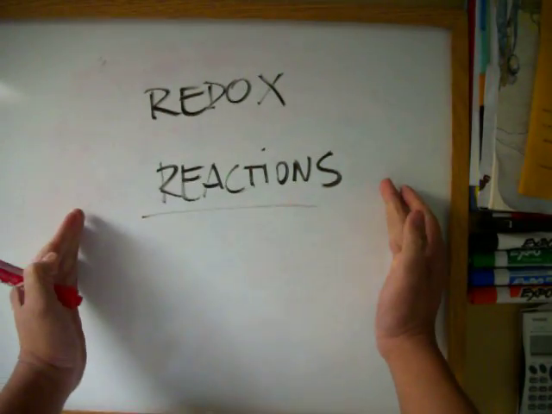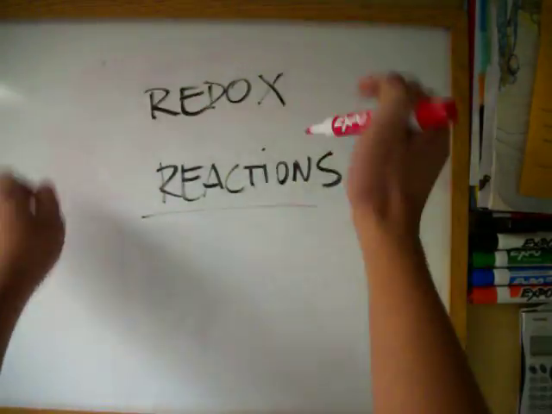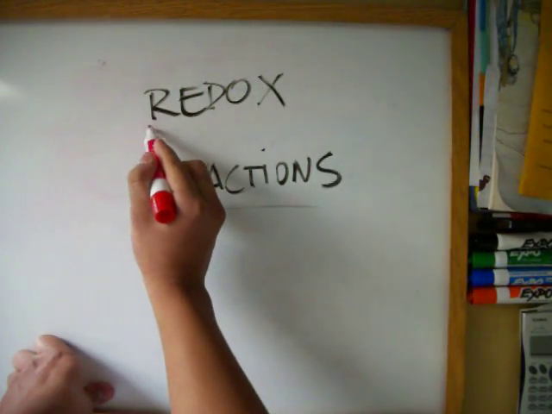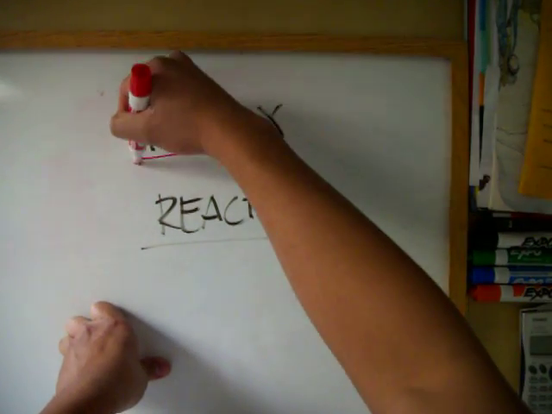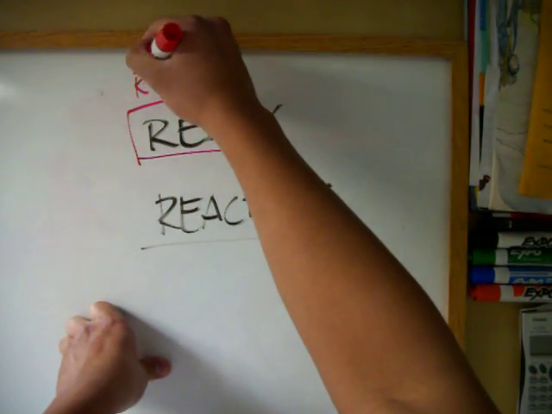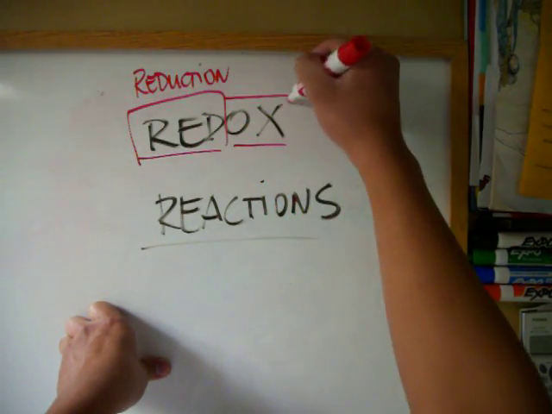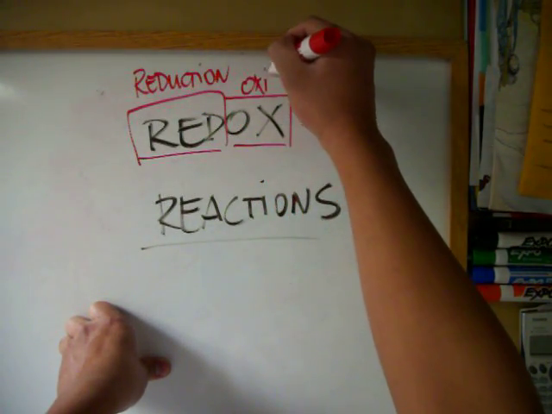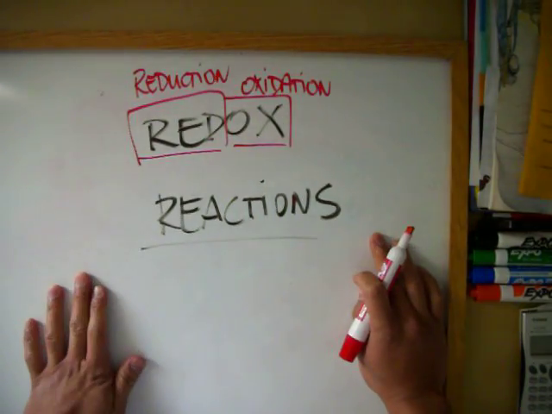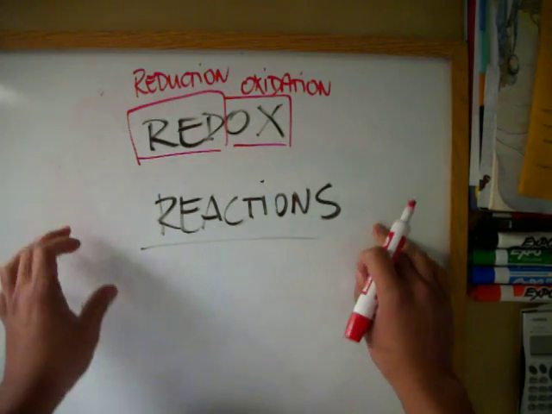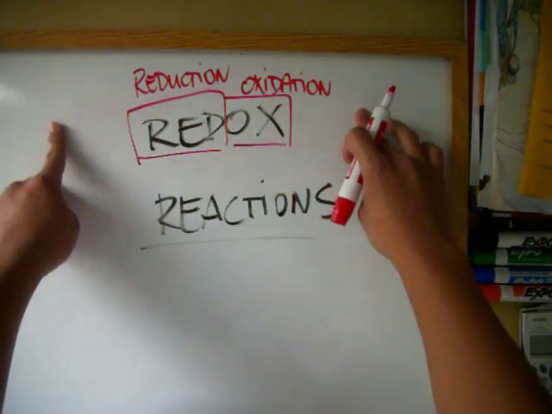So redox reactions, what are they? Let's take apart the word, because redox implies it. If you look at the red and then the ox, the red means reduction, and the ox means oxidation. And that's what redox reactions are. A redox reaction is a reaction in which reduction and oxidation both take place.